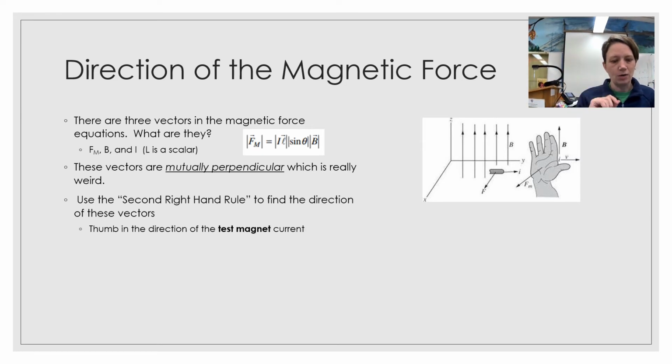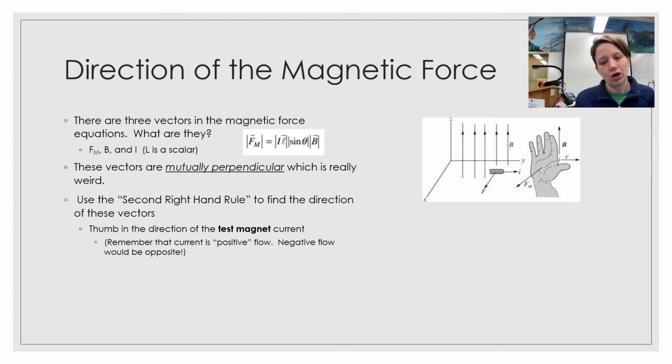In the second right-hand rule, you are going to point your thumb in the direction of the current through the wire. So that's the same as the first right-hand rule, which is handy. So take your thumb, just like it's a hitchhiker. Where are you going? Point your thumb in the direction that the current is moving.